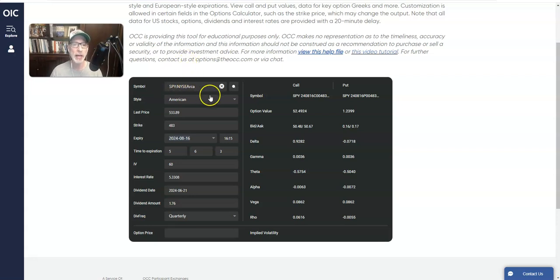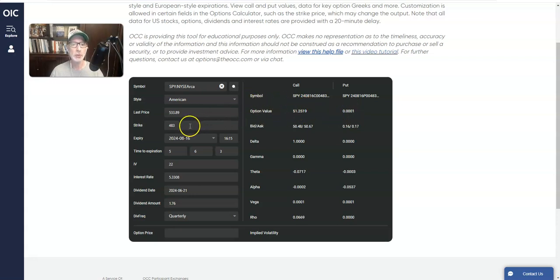Now, what we're looking at here is the SPY, and the SPY finished at 533.89. That's the last price on Friday, August 9th. And we're going to look at the volatility, where the VIX is right now, roughly 22%. Okay, here are all the inputs. If you use this calculator, it's going to default all these inputs in for you, and you can change them to whatever you want. And over here are the outputs. It's going to tell you the option value for the call and put option.